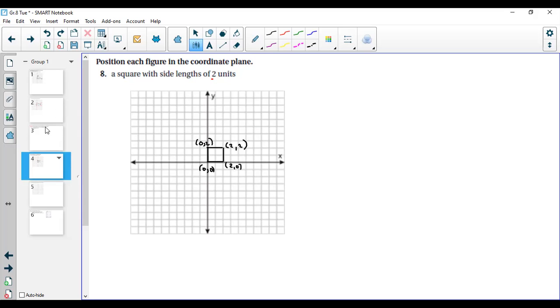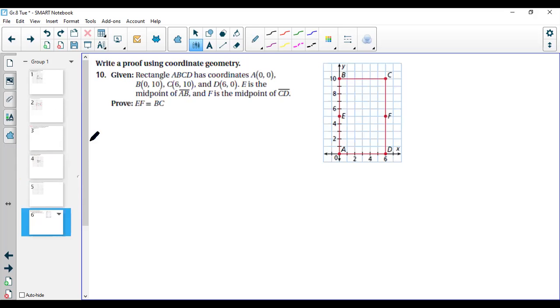Well, now let's go to a proof question. Write a proof using coordinate geometry. Okay, so given is rectangle ABCD. The coordinates are given. E is the midpoint of AB and F is the midpoint of CD. So you have to prove that EF, that's the length from here to here, is equal to BC.